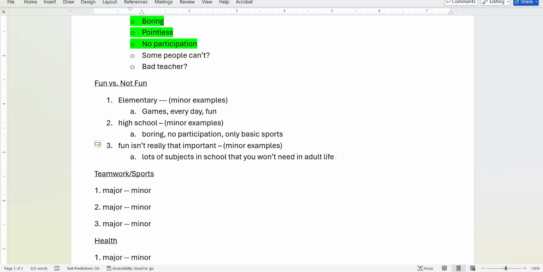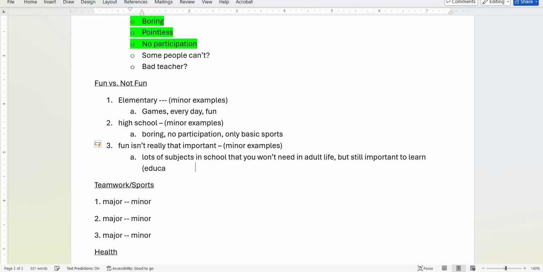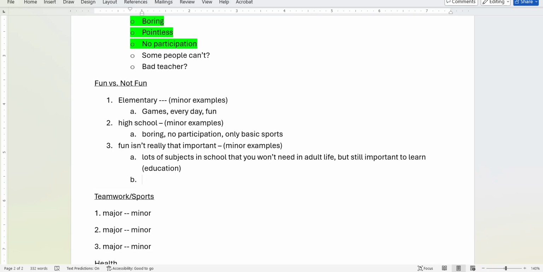Like I took, what was the one? Astronomy and oceanography. That's what it's called. I don't need astronomy and oceanography. I needed a science credit. So you have lots of subjects in school that you won't need in adult life, but it's still important to learn because just education in general is important. Therefore, PE, not always fun, but teaching life skills.